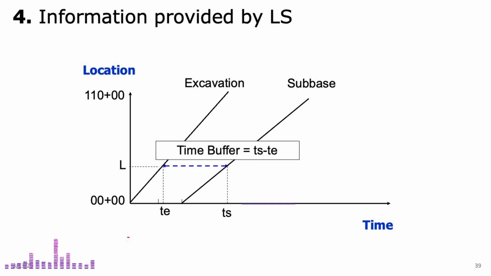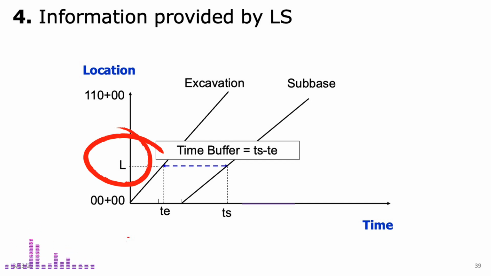For example, at Station 0, the starting point of the project, the time buffer between the start of excavation and subbase is simply the delay in their start dates. Meanwhile, at the endpoint, Station 110, the time buffer is the delay in their completion times. As you move along the project alignment, the time buffer changes, and in this case, it gradually increases as you approach the project's endpoint.